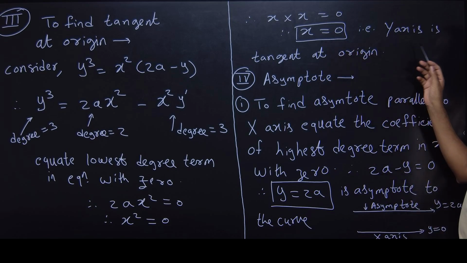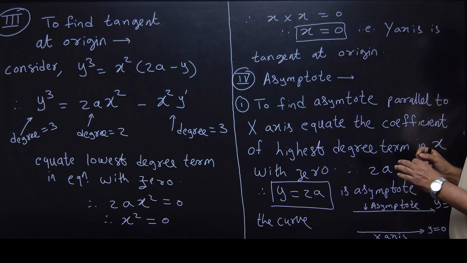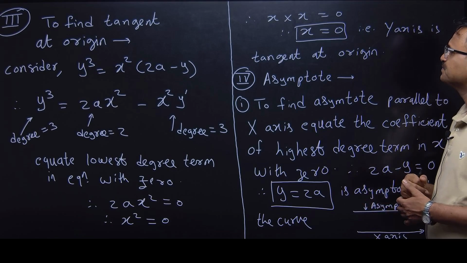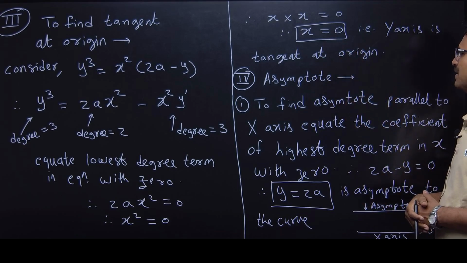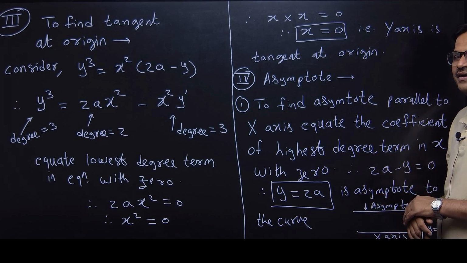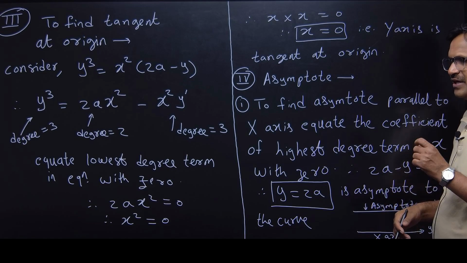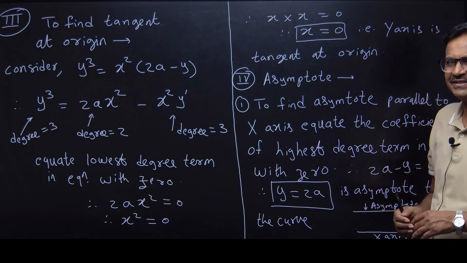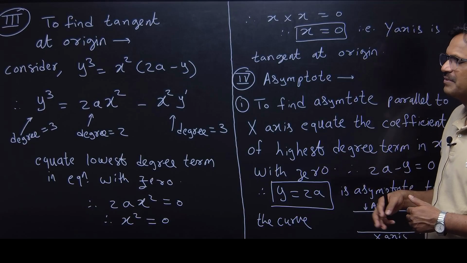Remember, x is 0 is nothing but the y-axis. So the y-axis is the tangent at the origin in this case. And now since we are going to get x is 0 2 times, it means the y-axis will be tangent to the curve 2 times. Or in other words, it is going to be a cusp. So we know that if we get two coincident tangents at the same point, then it becomes a cusp.